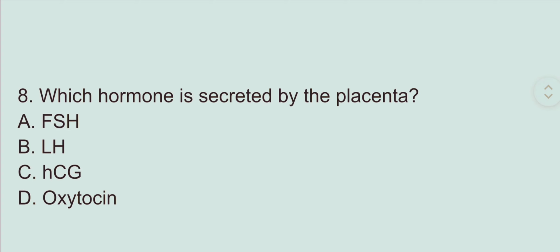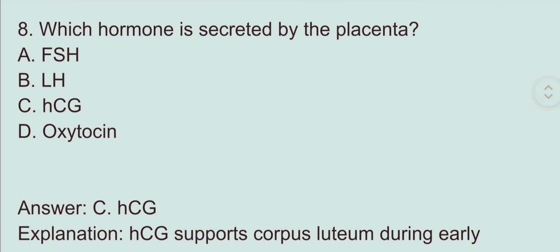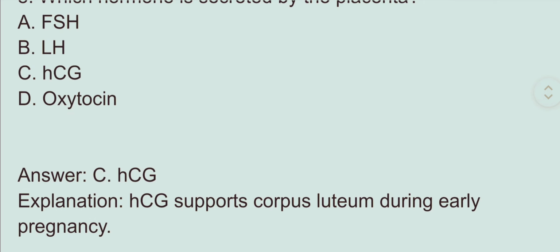Question number 8. Which hormone is secreted by the placenta? The correct option is option C. hCG. hCG supports the corpus luteum during early pregnancy.